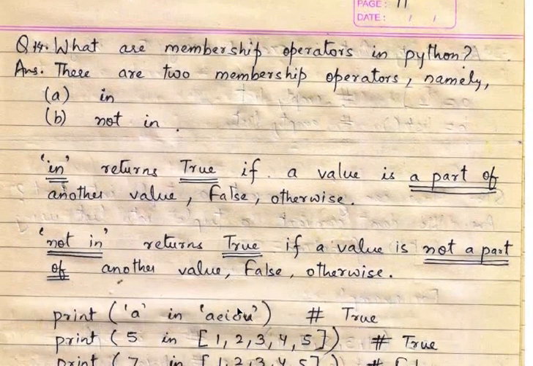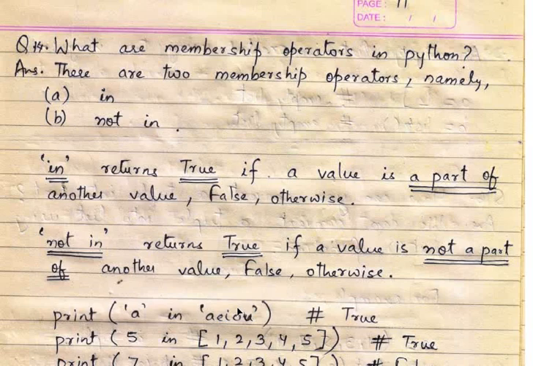Coming to the next question, which is about membership operators. What are membership operators in Python? Now the output part is completed. We are left with our concept part again. We have: what are membership operators in Python? So there are two membership operators, namely in and not in.